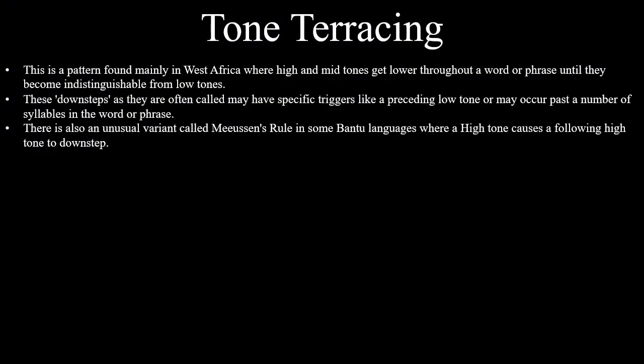Tone terracing. This is a pattern generally found in West Africa, where generally higher tones tend to fall in pitch throughout a word or phrase, often turning into mid-register then low-register equivalents. Often, these downsteps are also caused by low tones themselves, which generally maintain the same pronunciation throughout a word or phrase. There's also a unique variant of this called Meeussen's rule, where a high tone forces a following high tone to downstep.